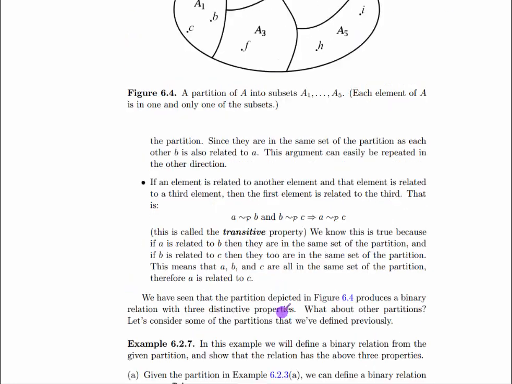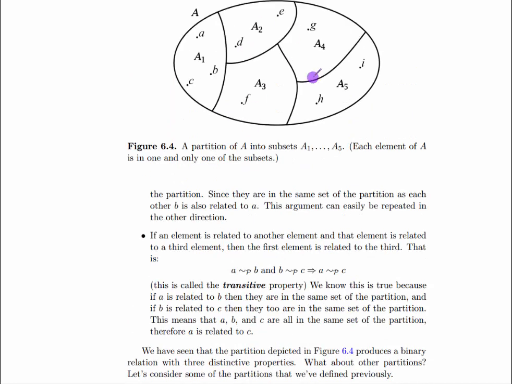All right. So this partition that we show here has definitely a relation that exhibits these 3 properties. Reflexive: every element is related to itself. Symmetric: if an element is related to another element, that element is related back to the first. And transitive: if I have 3 elements, the first is related to the second, and the second is related to the third, then the first is also related to the third.